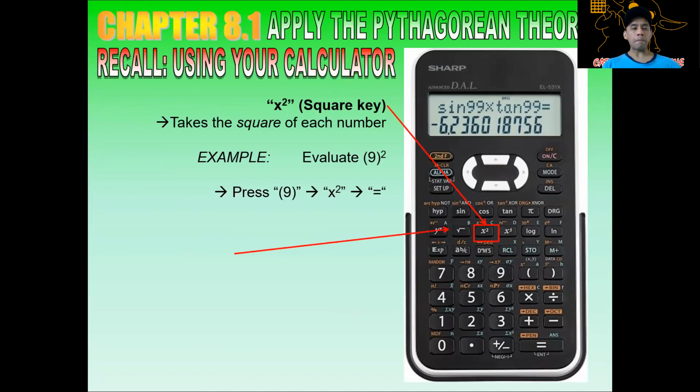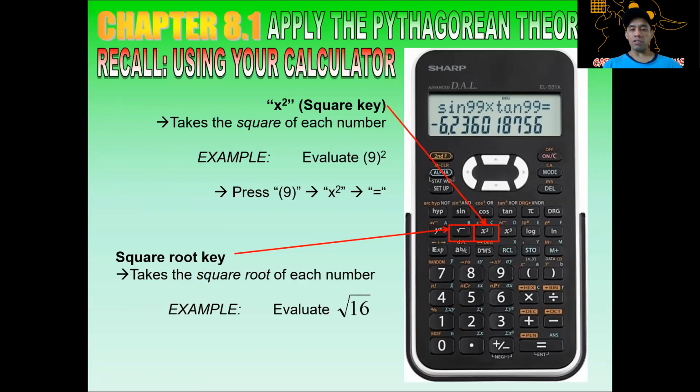The opposite of squaring is taking the square root. Again, you just input it in the order that you see it. So to put in the square root of 16, you press the square root button and then 16 and then press equals, and that should give you an answer of 4.